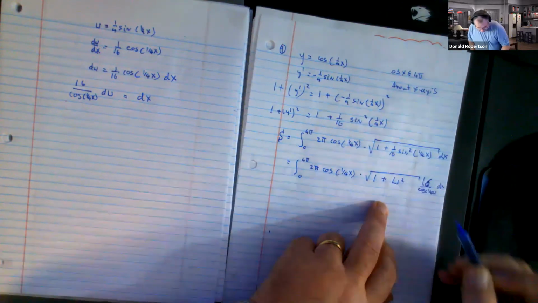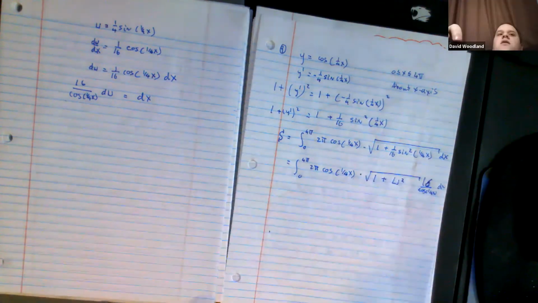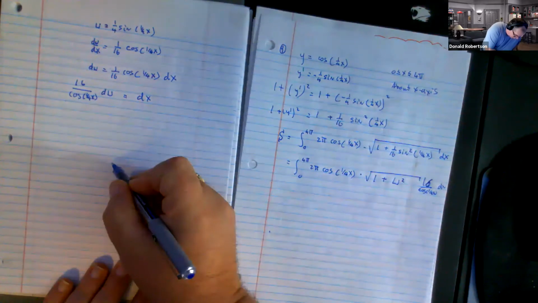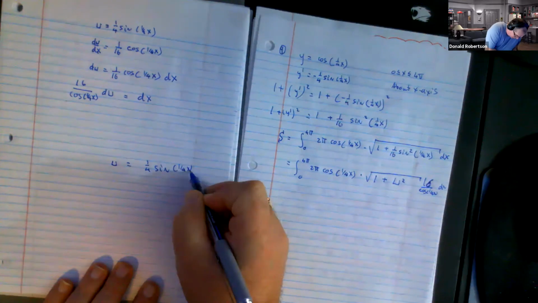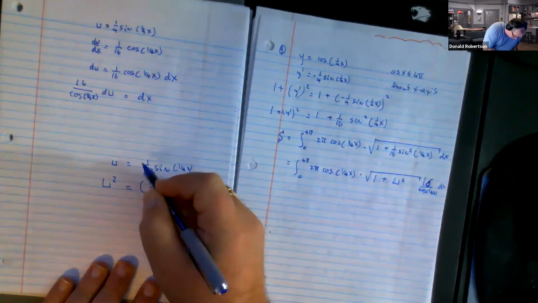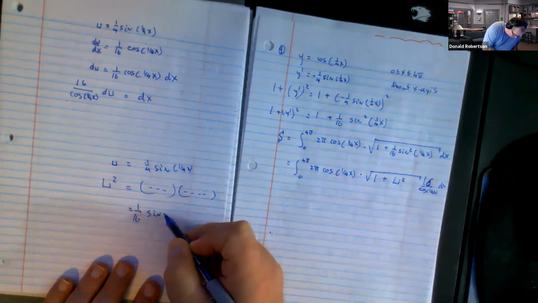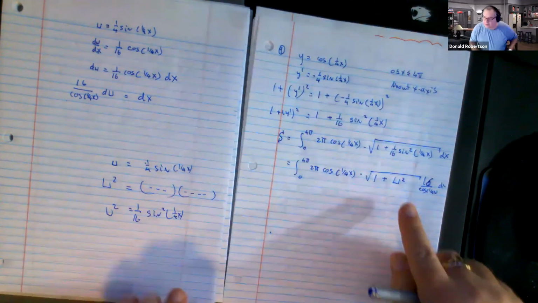Are you happy about 1 plus 1/16 sine squared is 1 plus u squared? You did u equals 1/4. What about the 1/16? Ah, well, here we go. If u is 1/4 sine of a quarter x, then u squared will be this guy times himself. And 1/4 times another 1/4 gets you the 16th. And sine times itself gets you the sine squared. So that is why u squared is that guy. Okay.